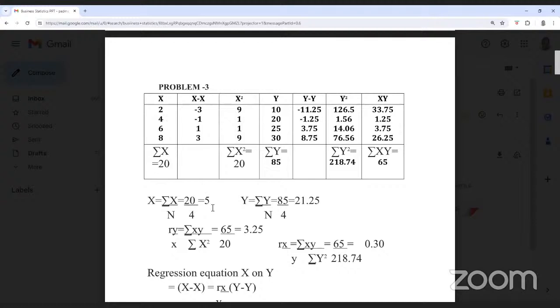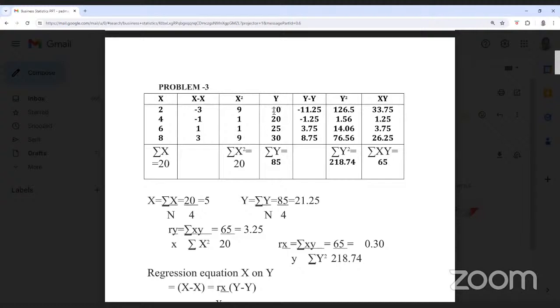So 2 minus 5, it is minus 3. 4 minus 5, it is minus 1. 6 minus 5, it is 1, because 6 is greater than 5. 8 minus 5, it is 3. Again, you have to square it. So 3 into 3, it is 9. Minus into minus becomes plus. Then 1 into 1, it is 1. 1 into 1, it is 1. 3 into 3, it is 9.